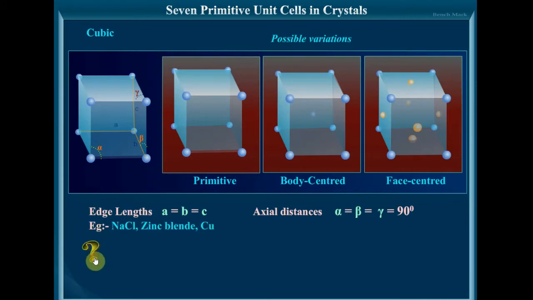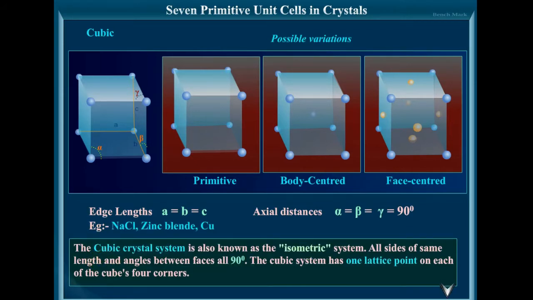The cubic crystal system is also known as isometric system. All the sides are of the same length, and the angles between the faces are the same, that is, all are 90 degree. The cubic system has one lattice point at each of the cube's 8 corners.